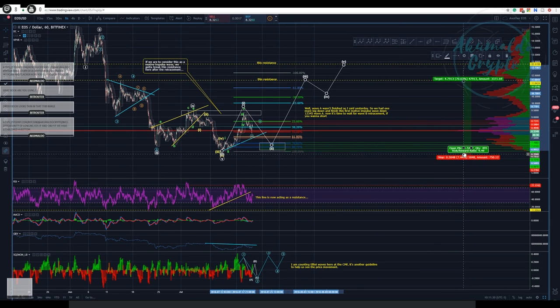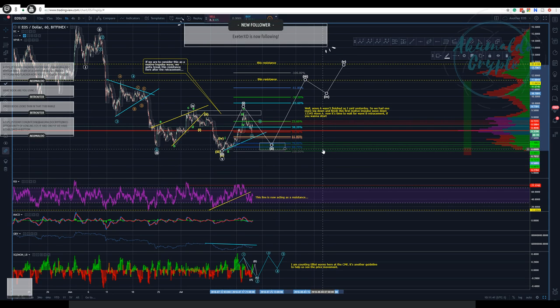If we are to be bullish here, okay? Then I would start laddering my buys at $7.16, and then $7, and then if it goes down, $6.69, okay, and then $6.58, okay.